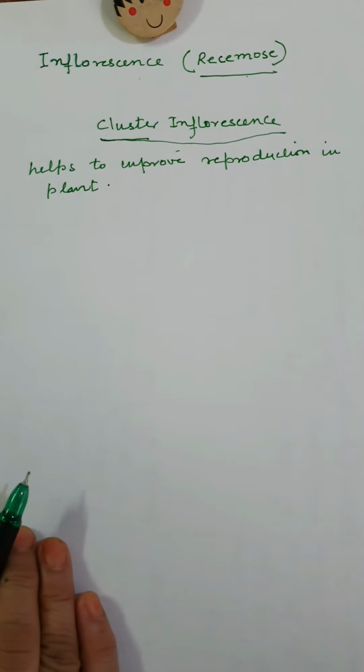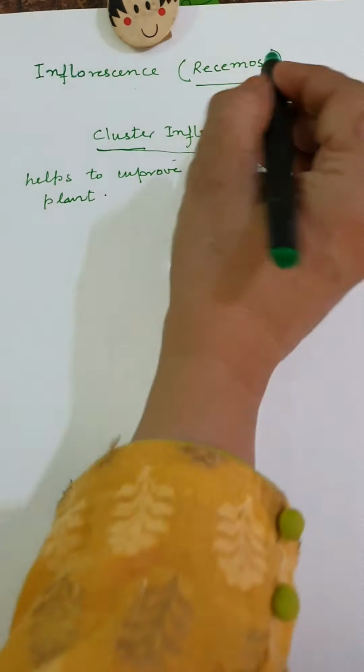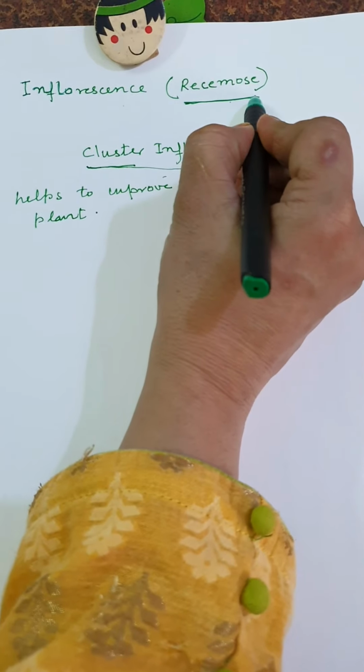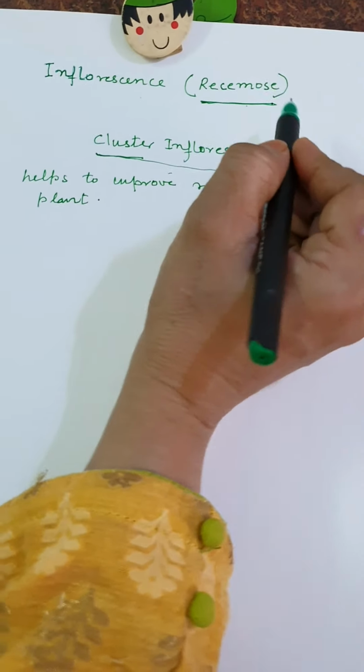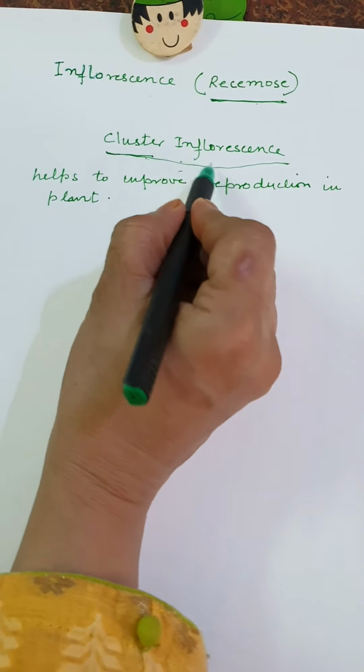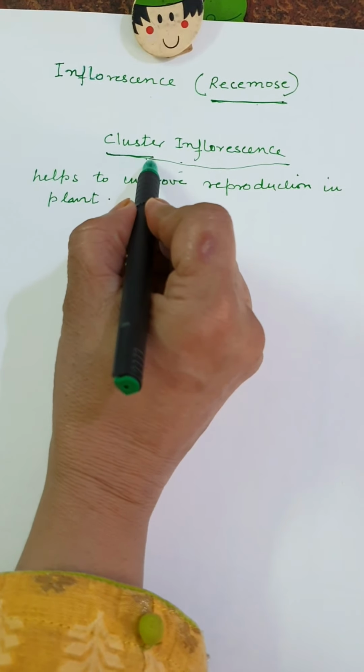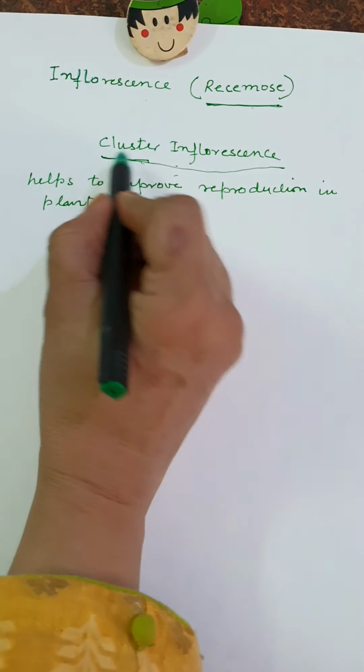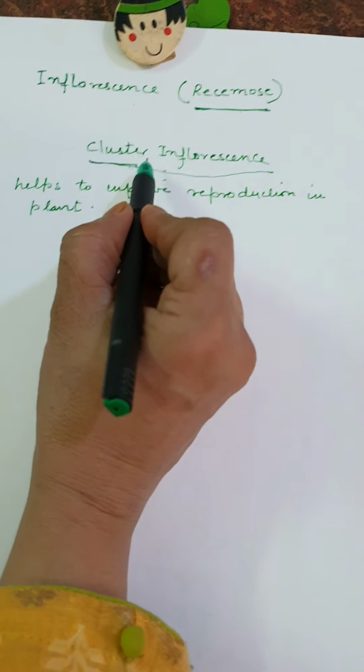The topic is inflorescence, more specifically the racemose type of inflorescence. First we will learn about the cluster inflorescence. What is a cluster inflorescence? What is the meaning of cluster? Cluster is a group of anything.